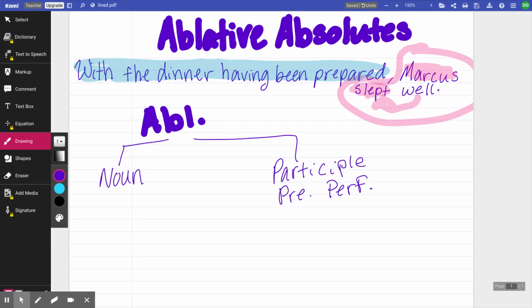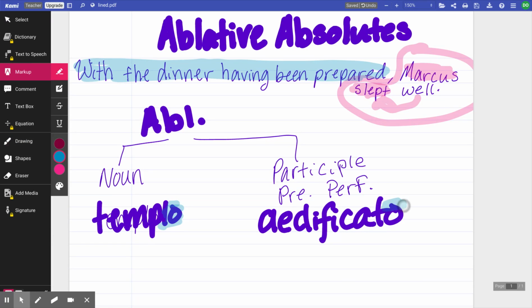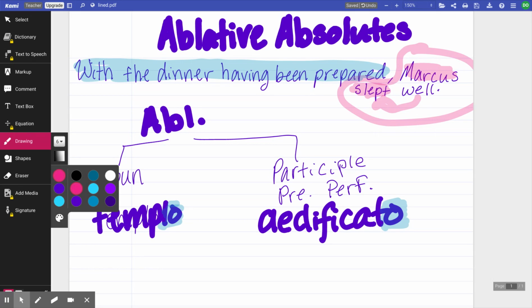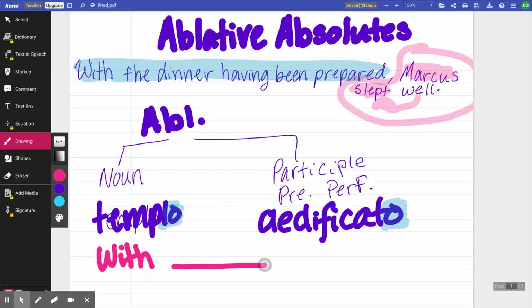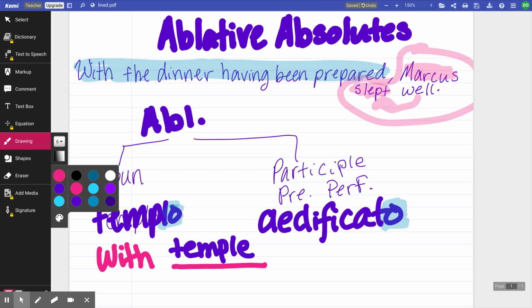So let's take a look at what they will look like. So let's use the phrase templo. We have this O over here letting us know it's in the ablative. Now, in order to translate this into English, there are several different ways you can do it. The easiest and the most common way is starting with the idea of translating with something, and then you translate your participle. So in this case, this is the temple. So with the temple, and then we translate this participle, having been built.